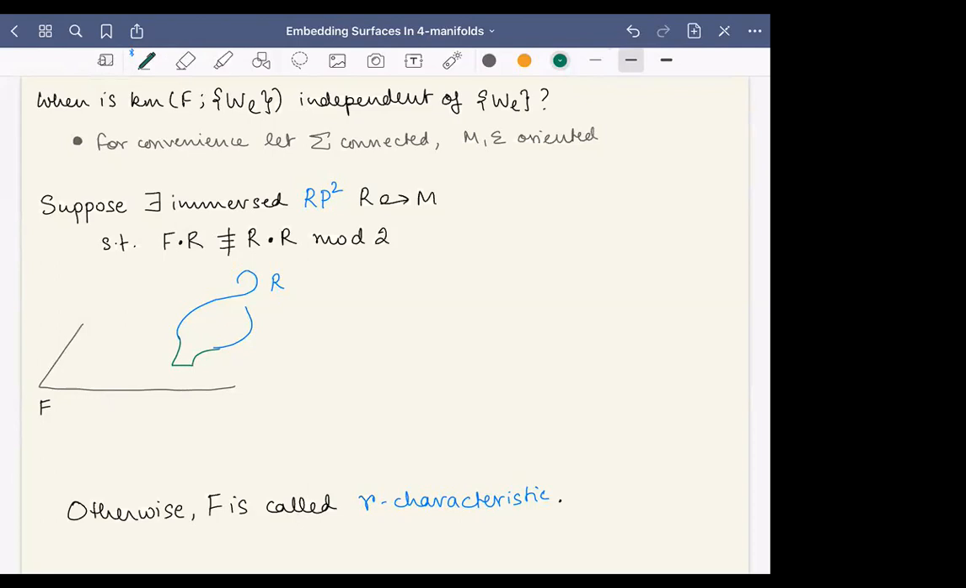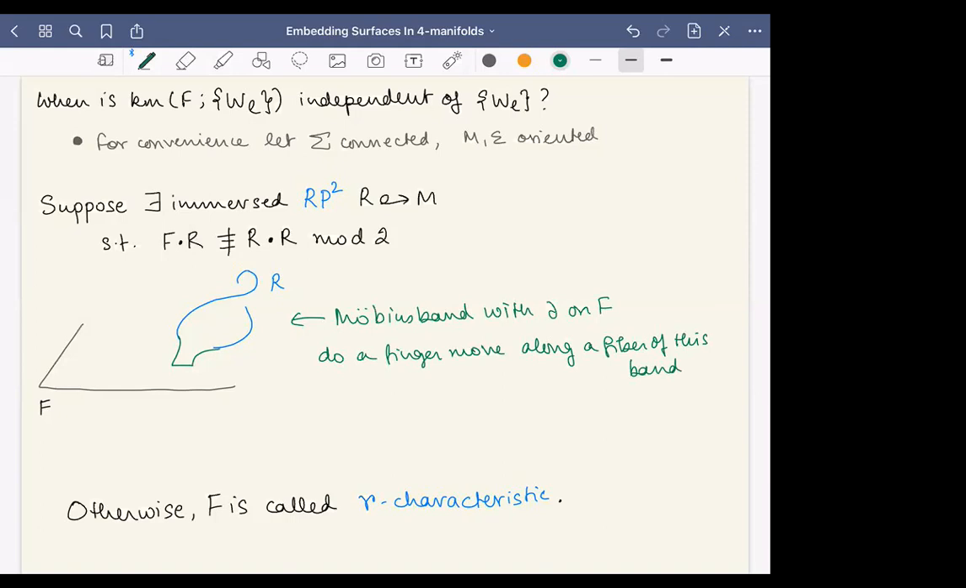What you have now is a Mobius band with boundary on F. So do a finger move along a fiber of this band, which means that you push out a finger along one of these sides, it continues along this RP2, and then it comes back down like this. So you're doing a finger move, so it has a canonical Whitney disk, sometimes called the fingernail Whitney disk, which is quite nice.